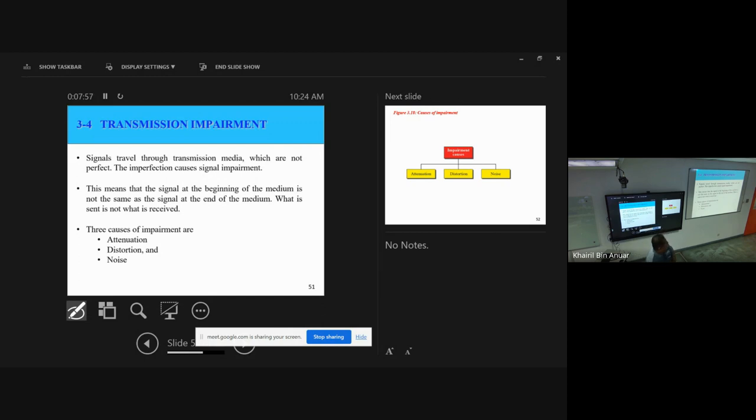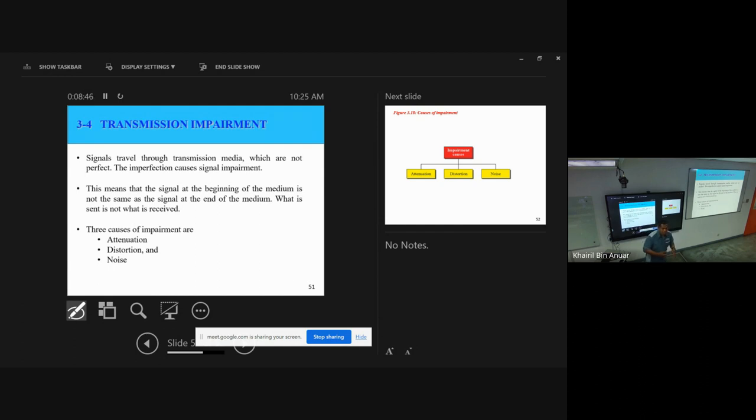Okay, right. We have discussed the signal that can be transmitted between sender and receiver through either analog or digital signal, okay? But in between the transmission, there's a possibility that the signal can either be lost or be attenuated. So these are some of the causes of impairment. Okay, it can be due to the device itself, it can be due to the medium, it can be due to some external sources. So we can define that there are three causes of impairment. The first one is the attenuation, the distortion, and the noise.